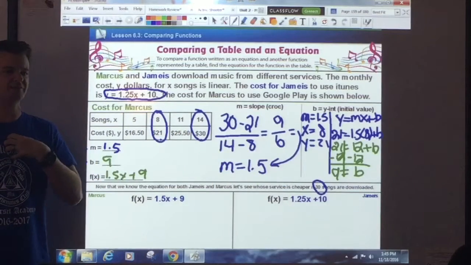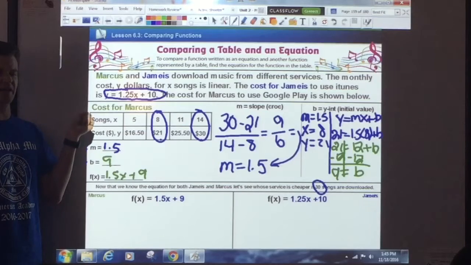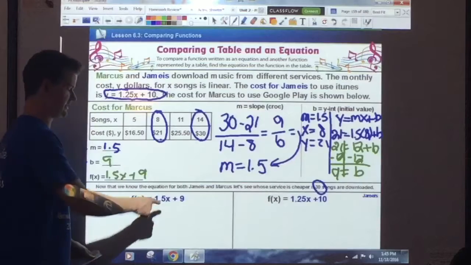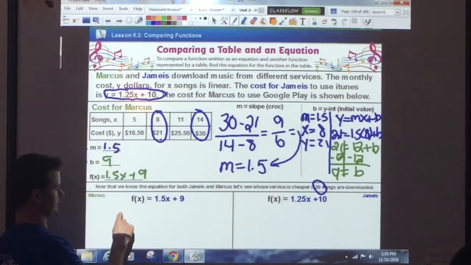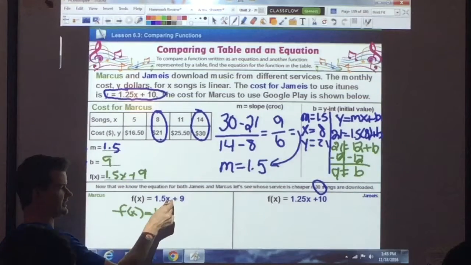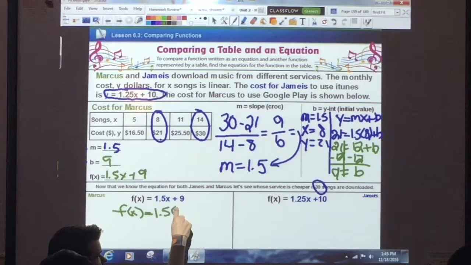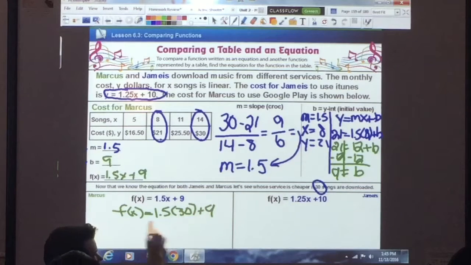To make sure I know what I'm plugging in for, I go to the table. Songs. Is that an x value or a y value? It's an x value. So that means I'm going to be plugging in 30 for the x here and for the x here. So we plug that in, and it's going to be f of x is equal to 1.5. We take the x, we remove it. What number do I put in its place? 30, because we want to know the cost for 30 songs. So 1.5 times 30 plus 9, I perform the multiplication, I get 45 plus 9, so 30 songs cost me $54 if my name is Marcus. Marcus, 30 songs, $54.